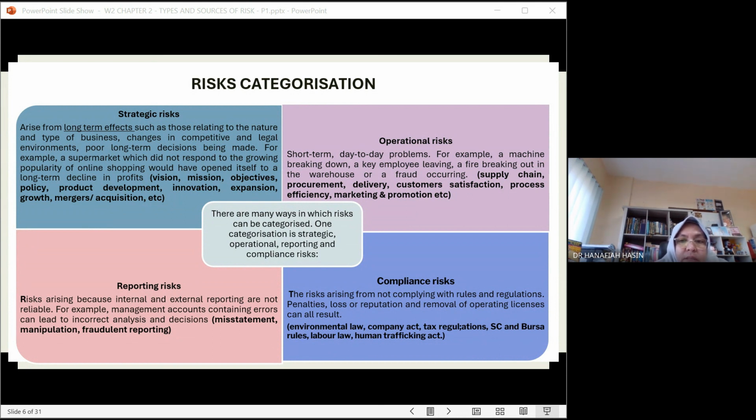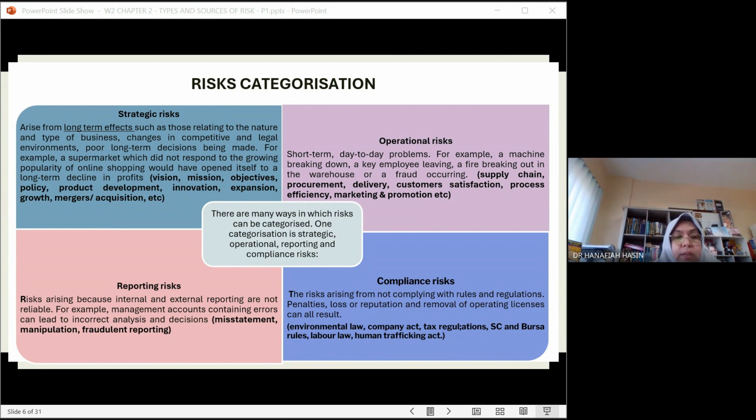Next, operational risk, which is related to the potential risks and challenges that businesses face in their day-to-day operation, which can give significant impact to the business overall performance. So it is essential for the business to be proactive in identifying and mitigating the risk to make sure that the operation will run smoothly and efficiently.